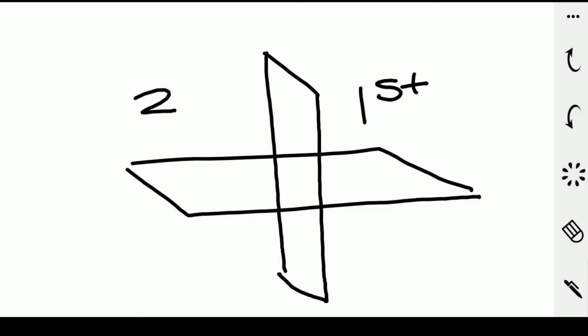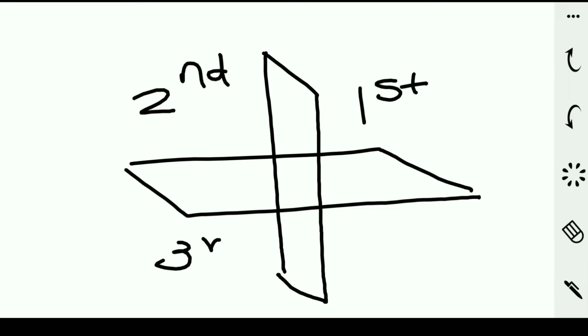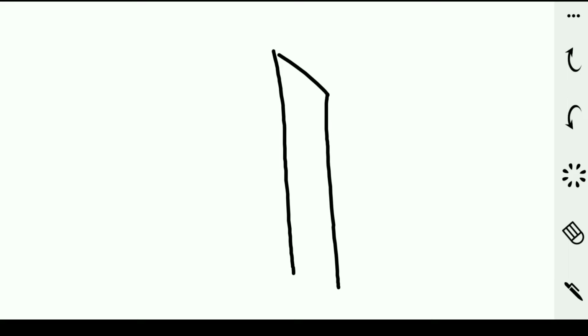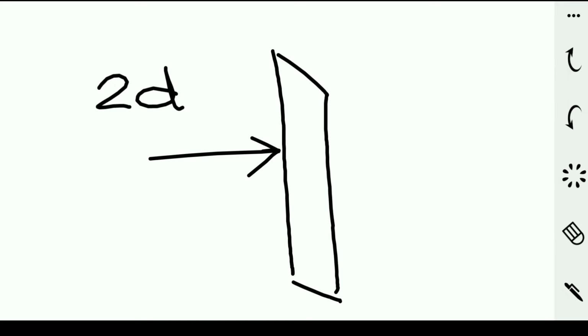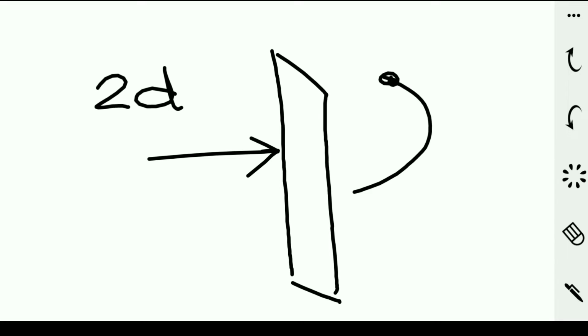So this is first quadrant, and this is second one, and this one is third one, and another one is fourth one. Now I'm drawing a kind of 2D drawing, and we are seeing it from front. In this topic we have to understand what is front view and what is top view, and what happens when we see from front and from top.